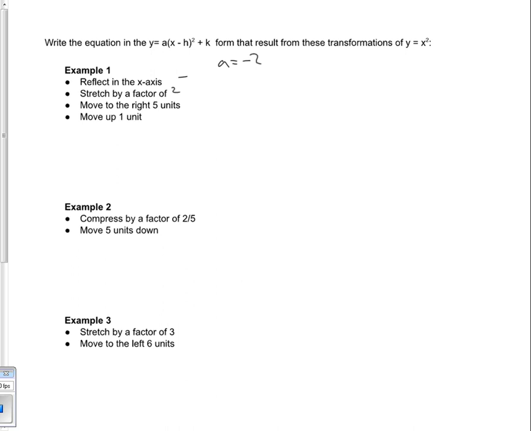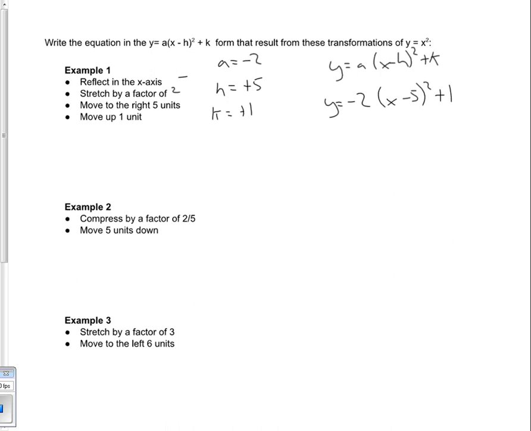If it moves to the right by 5 units, then the h value has to be plus 5. And if it moves up by 1 unit, then the k value is plus 1, because it's moving up. So if we're going to write these transformations, we have to write them in the vertex form of a quadratic equation, which is given to us there. And now we substitute in our values. So for example 1, it's going to be y equals negative 2, and in brackets we've got x minus 5, because, again, the sign has to flip for the h value. And the k value will be plus 1.